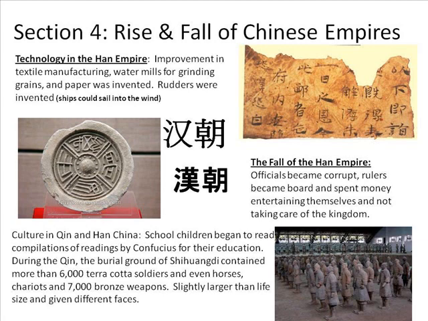We'll go down. It says the burial ground of Shi contained more than 6,000 terracotta soldiers and even horses, chariots, and 7,000 bronze weapons. They were slightly larger than life size, and they were each given different faces. So one of the burial grounds had 6,000 of these terracotta figures. Just absolutely amazing. And so you guys can look that up, and you guys can do some research on it because it is absolutely fascinating.